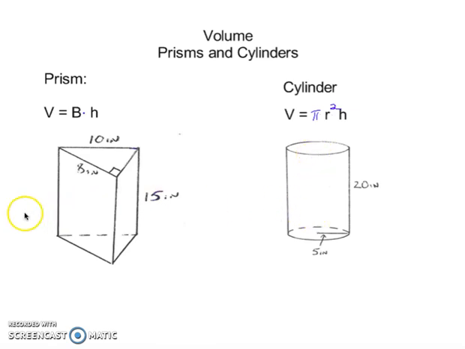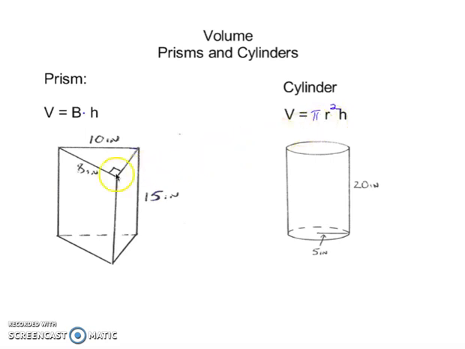So for a prism, the volume is capital B, again, that's the area of the base, times the height. So volume equals B times H, or the area of the base times the height. For a cylinder, it's pi r squared times the height.